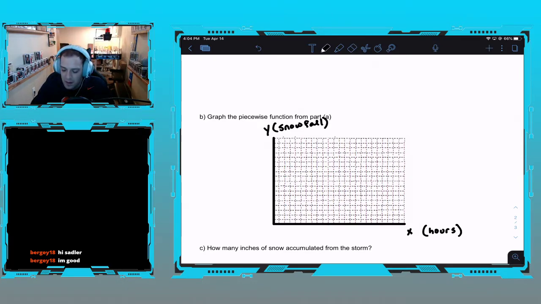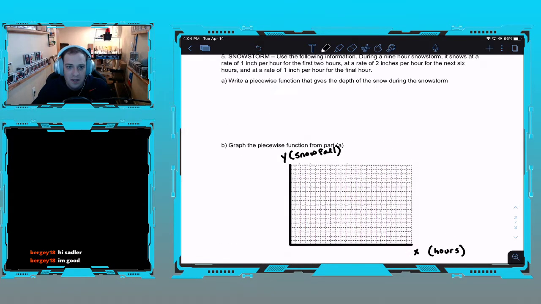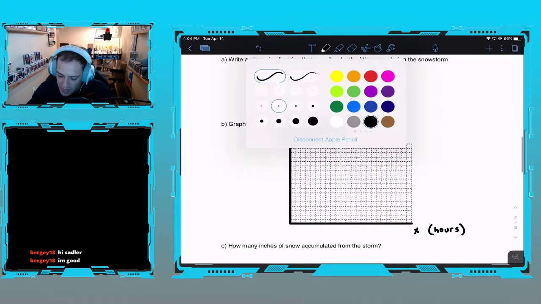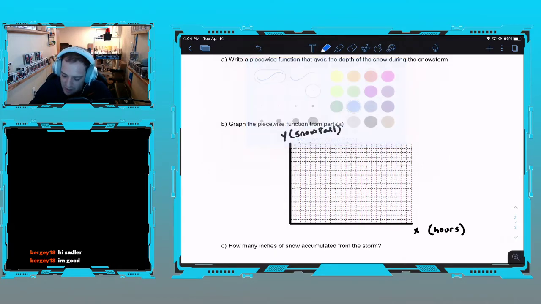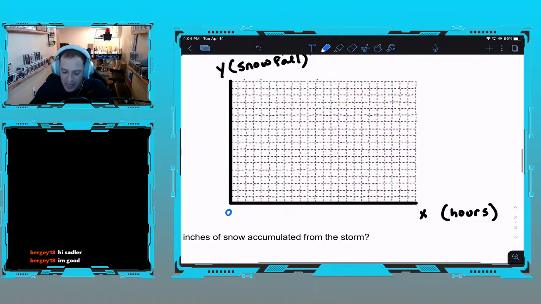Okay. So what we're going to do is we're just going to graph what this word problem is telling us. So it's a 9-hour snowstorm. So what I'm going to do is I'm going to spread it out a little bit. I'm going to skip like every other line. So this will be at 0 hours down here. And I'm going to skip every other line and go 1, 2, all the way up until I get to 9. And that's going to represent all 9 hours.